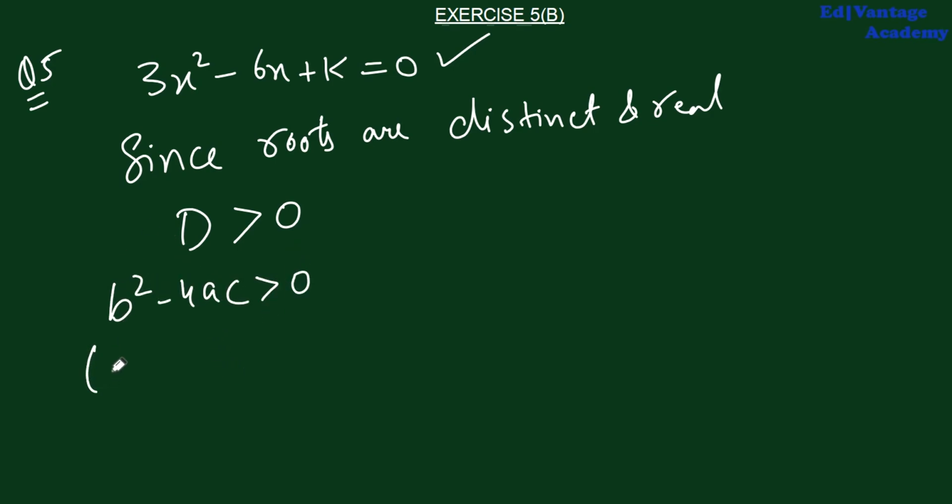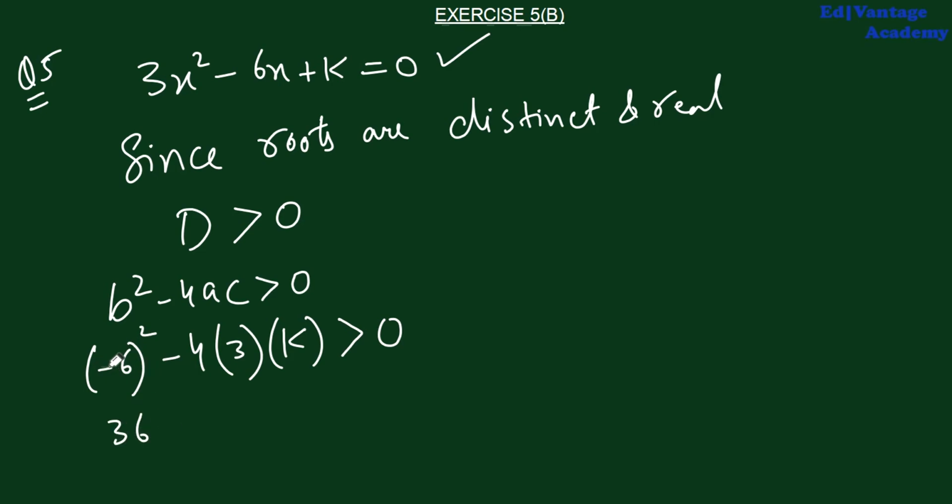What is the b value? Minus 6 square. What is the a value? 3. And what is the c value? k. So it is greater than 0. That is 6 square is 36, minus becomes plus, minus 12k is greater than 0. It became a linear inequation, chapter number 4, linear inequation.